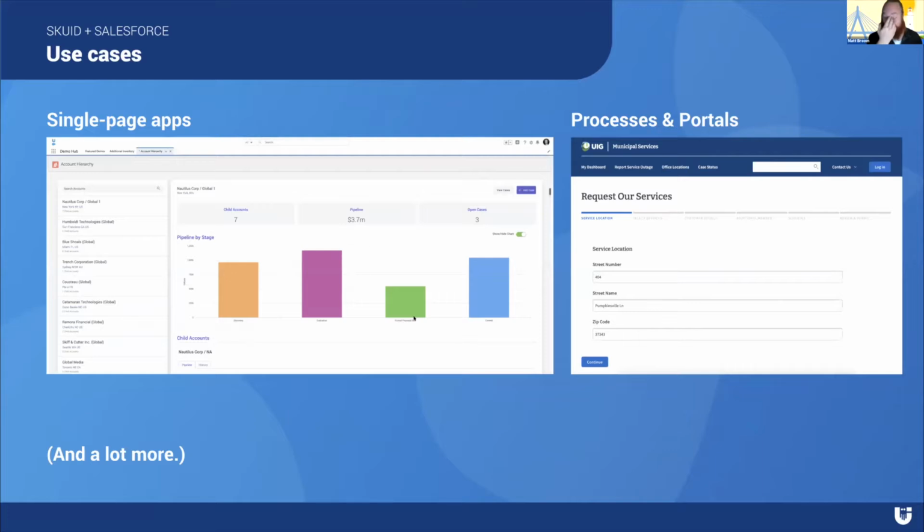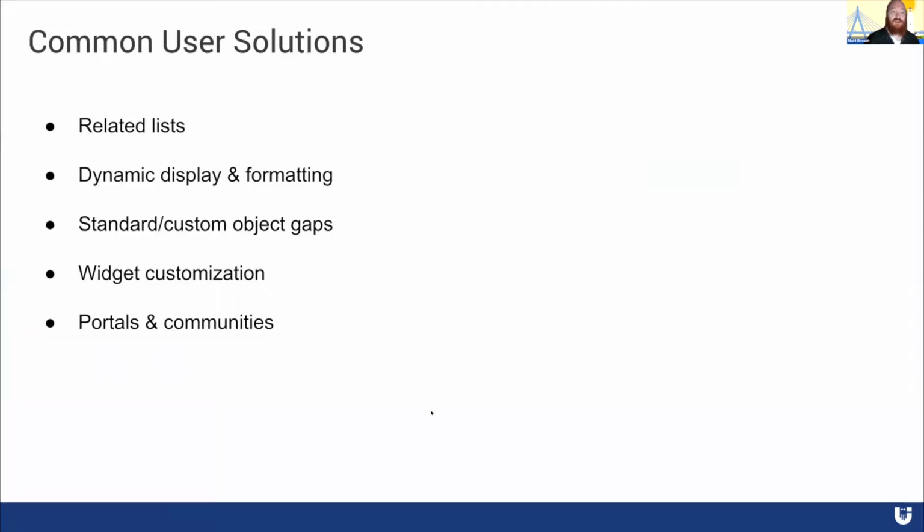These are just a couple of screenshots. So everything from single page apps, this is an account hierarchy navigator, to processes and portals. This is an example of a public facing step-by-step process. You can build all of that without code using Skuid, and a ton more. There are so many different use cases. We're going to see some really good ones today from Eric at Mary Ann Liebert Publishing, which we'll get to in a second. So some of those use cases, obviously today we're going to be talking about related lists.